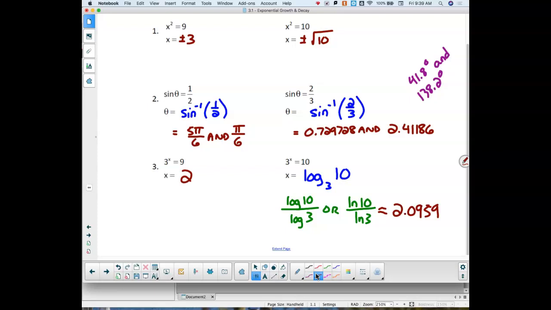Which makes sense. I need to have an exponent of x bigger than 2, because 10 is bigger than 9, but smaller than 3, because 3 cubed is 27. 10 is in between 9 and 27.